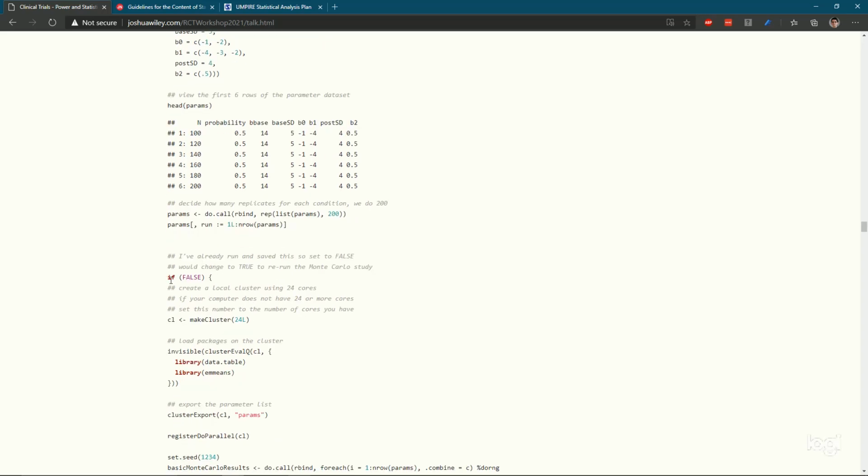Now, I've already run this, and so I've set this if condition to false. So I was saying if false, meaning don't actually run this code. So I'm telling R not to run it again. It takes some time, and I've already run it and stored the results. If you want to run it yourself, though, you could just set this to true and go in.